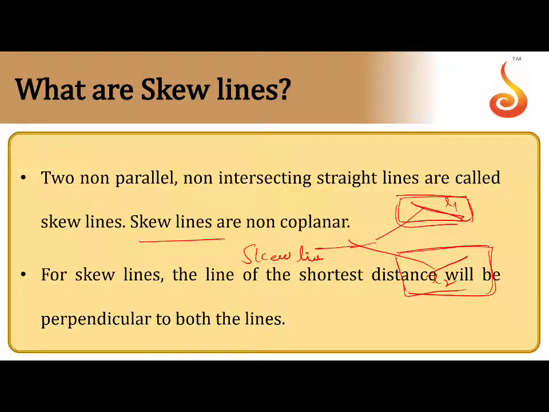Okay. Now how do you find the distance between the two lines? If they are in different planes, you can draw a line which is perpendicular to both the lines. So this length is called the shortest distance. Short form SD means shortest distance.